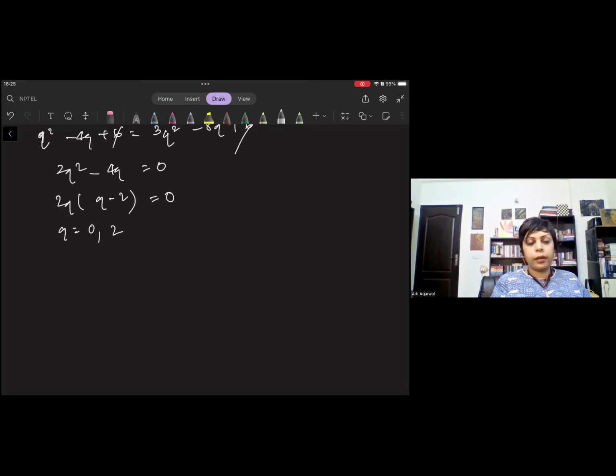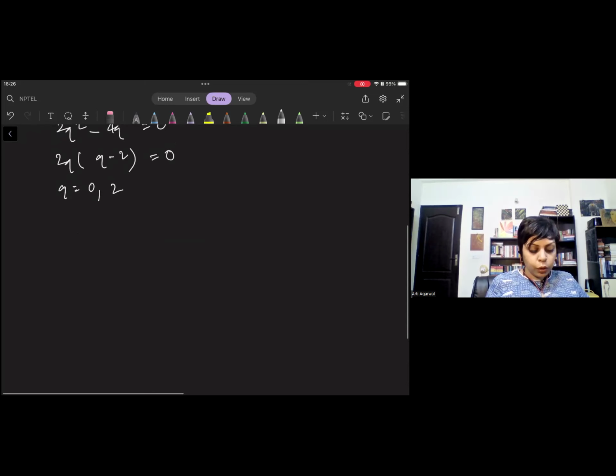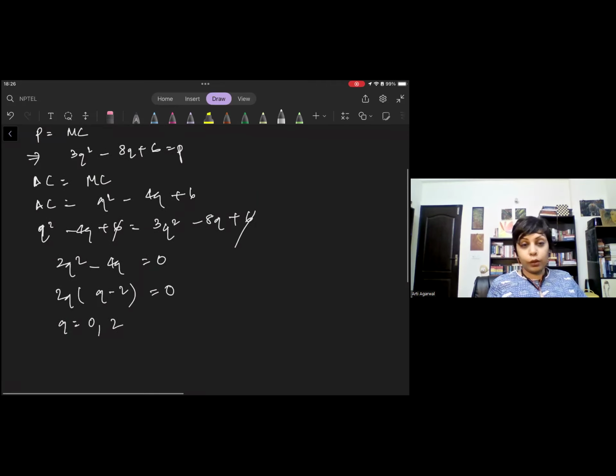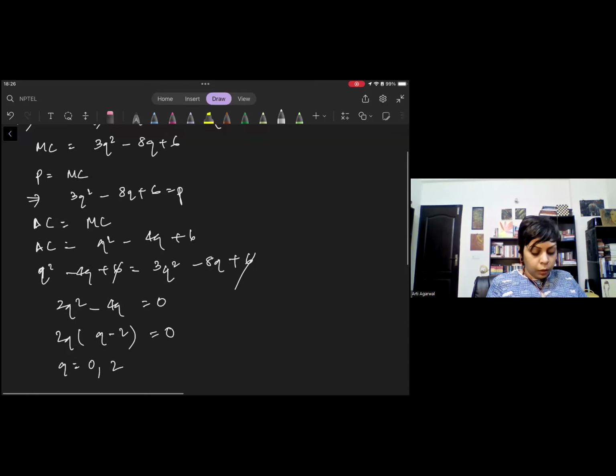Just for the sake of keeping it all mathematically correct, you should always report 0 also. So 0 will not be the answer here, but you should always write it, because in some places it may be 0 also. You never know.